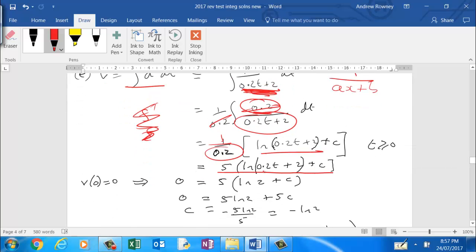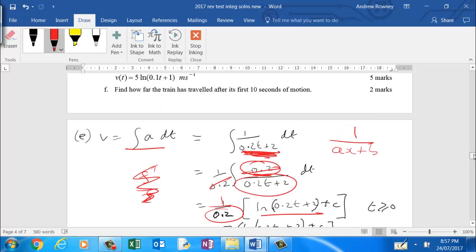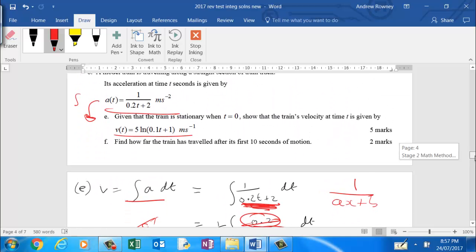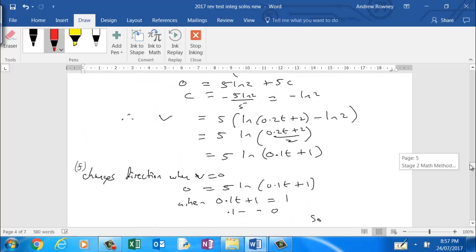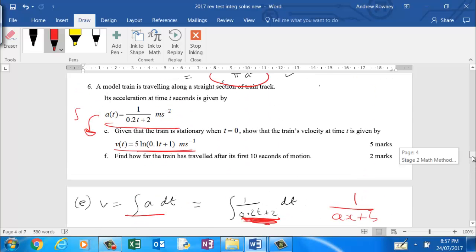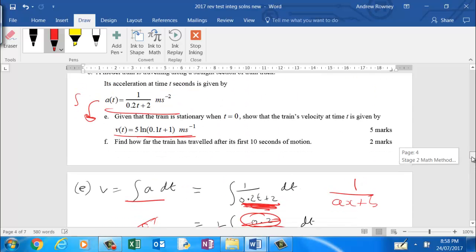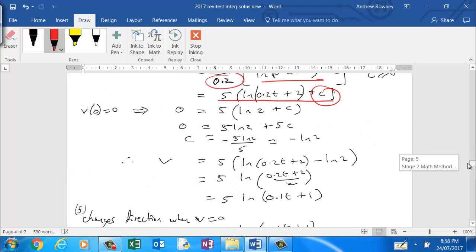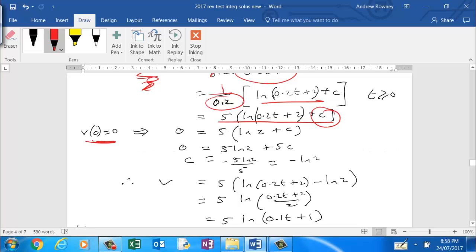and that's the function there. And the next question was to show that the train's velocity is given by that 5 ln, but the c is undetermined at the moment, and you can see they don't have a c just sitting there, they've actually worked out what c is. So to get the c we have to use the initial condition. Now initially we're told it's stationary, so the velocity at time 0 has to be 0. So we put 0 for velocity, and for time we put 0.